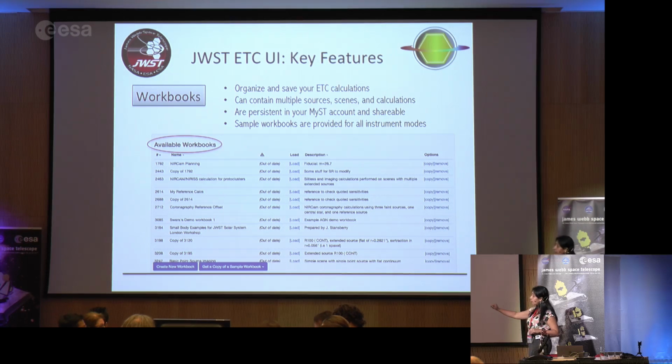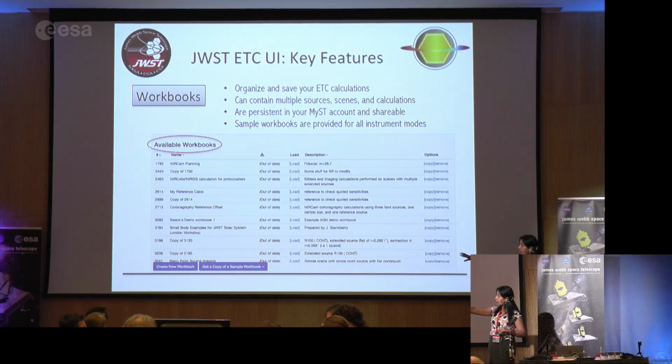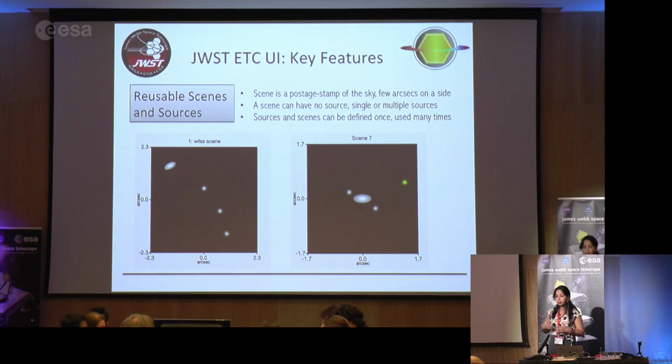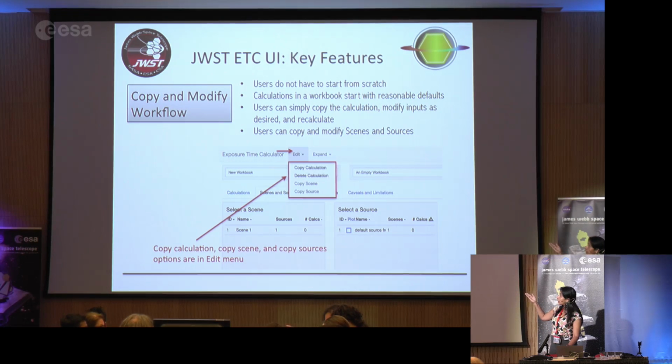We also provide sample workbooks. You can see there's a 'get a copy of sample workbook' option. For different instruments and modes, we have examples, so you're not really starting from scratch. You have something to train yourself. Another key feature is reusable scenes and sources. You can see in these figures I've shown they're the same sources, but you've created two different scenes using the same sources. The other key feature is the copy and modify workflow.